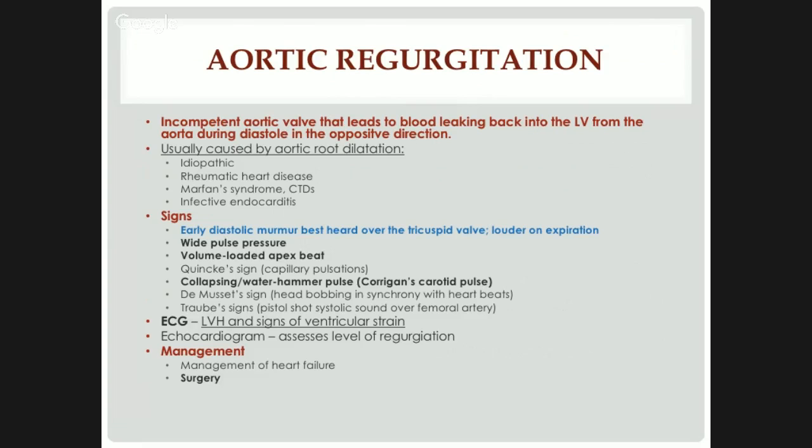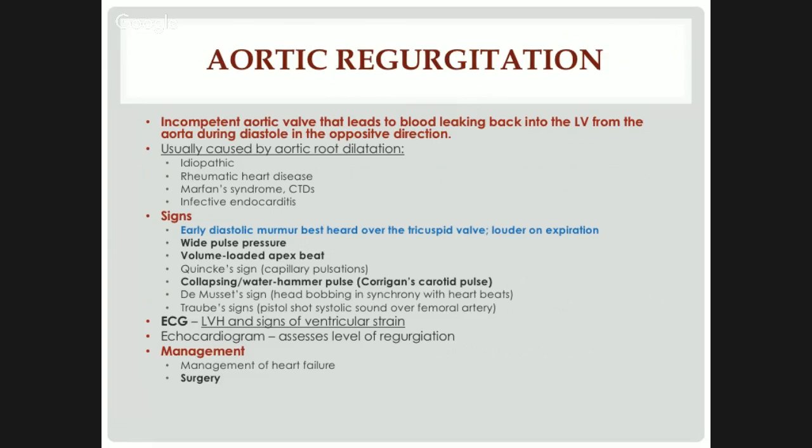Aortic regurgitation. So this is a leaky aortic valve. So during systole, the left ventricle pumps blood into the aorta. The valve should close, but it's leaky. So during diastole, there's blood still coming back. So the blood should all be going out into the circulation, but it's coming back because the valve's leaky. Almost always caused by aortic dilatation, usually idiopathic, but the two causes you need to be aware of are rheumatic heart disease and Marfan syndrome.